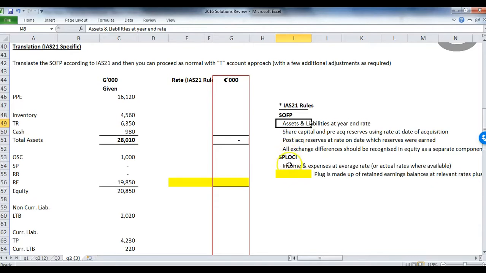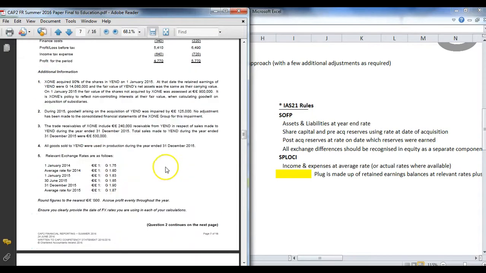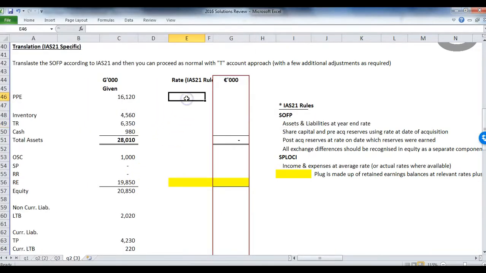So what we're going to do is, the easiest way, and I always tell students to leave retained earnings as a plug, and we can come back to that then and split out what is actually within retained earnings. So do everything else at the relevant rate and leave your retained earnings as a plug, and we'll come back to show how that actually is made up and what's within that figure. So we're looking first at assets and liabilities at the year-end rate. So the year-end rate, 31st December 2015, is 1.9. So all assets are translated at 1.9.